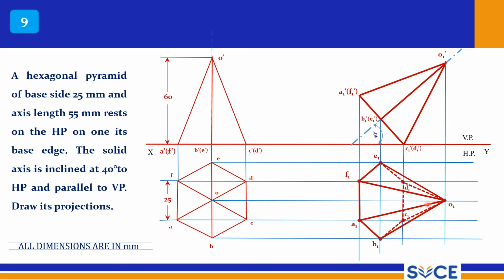So here draw the thick lines. F is connected to O with a thick line, A is connected to O with a thick line. The remaining lines are dotted, right? D should be connected with a dotted line, C should be connected with a dotted line. So you have to do these lines very carefully.